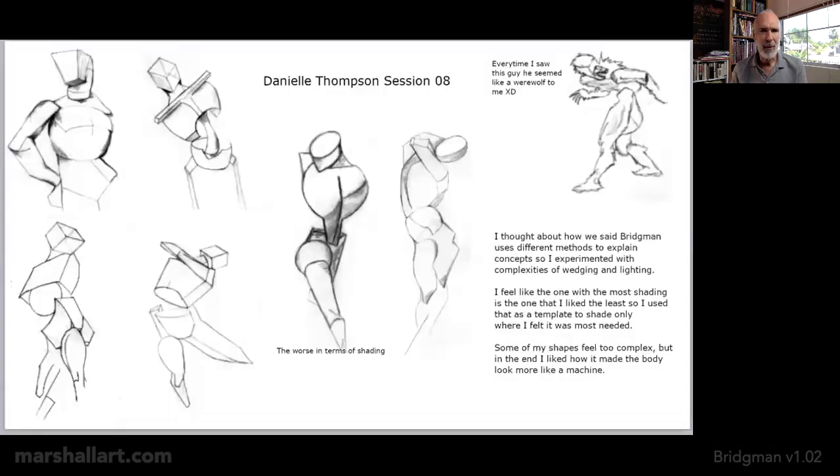Okay, I think we got 2 more here. Danielle, you experimented with the complexities of wedging and lighting. Some of my face shapes feel too complex. Well, yeah, some of them feel like they're complex and they got a little out of your hand. But let's look up here. Let's see if I can do this. Hang on.